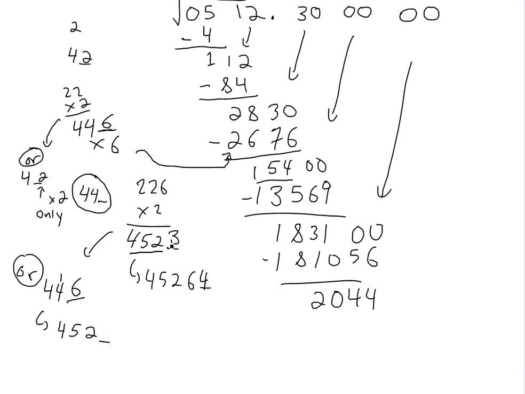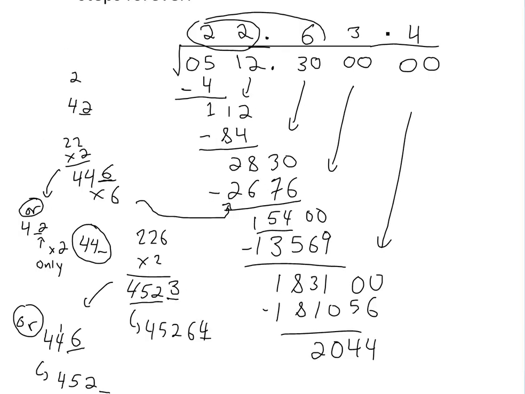So we just get a 3, in fact the answer is going to be 3, and if we multiply 3 out, we have to get the highest number within this right here, but less than this number. So multiply this by 3, and we get this number here, 13569. Subtract, we get 1831. Bring down another pair of 2 zeros.